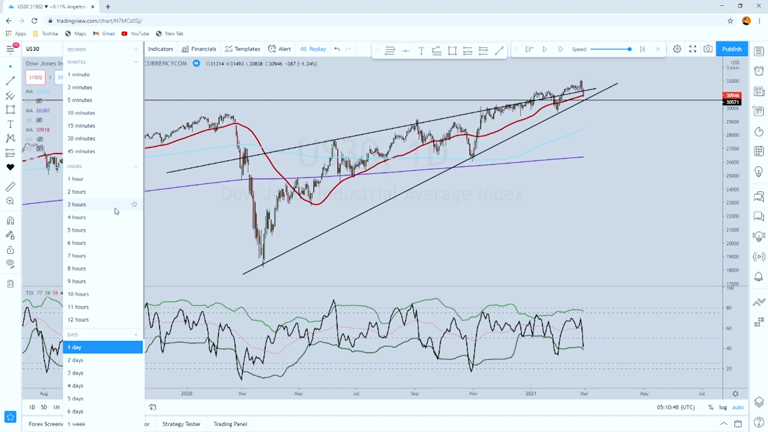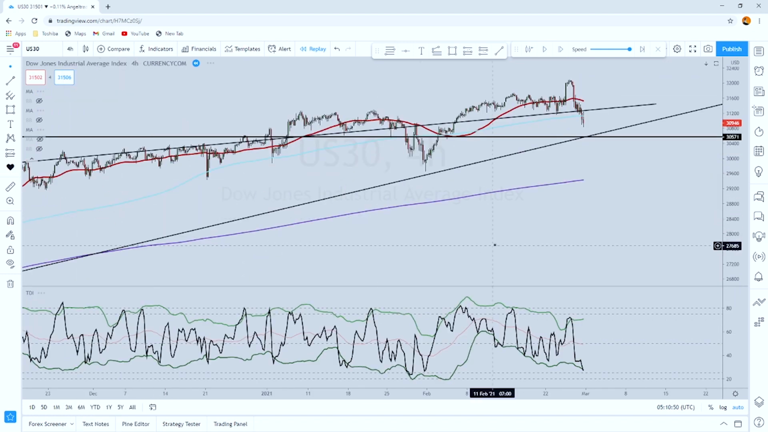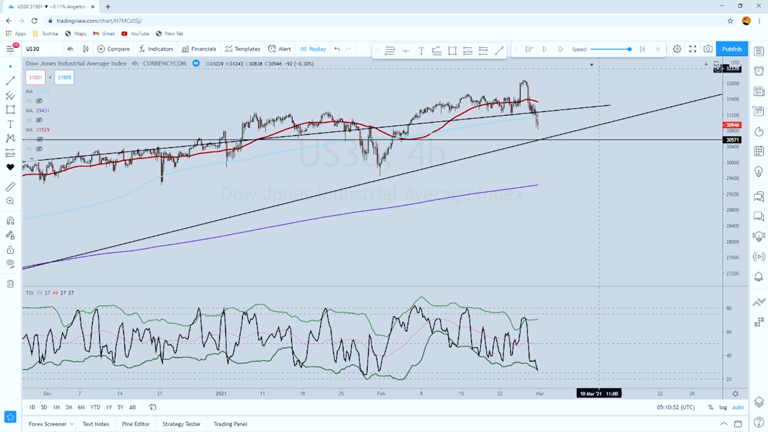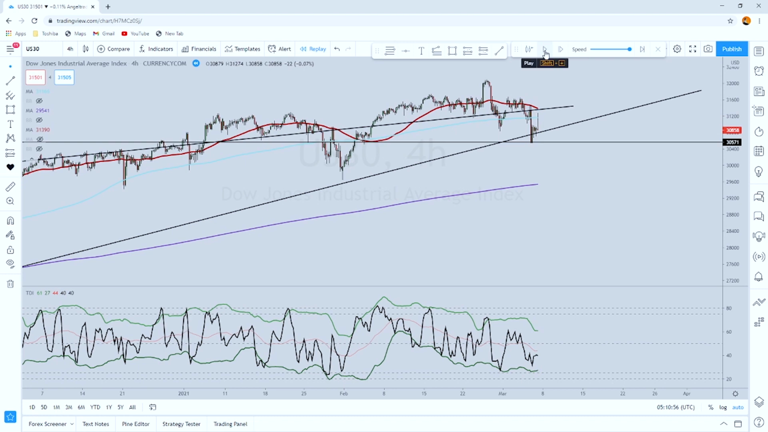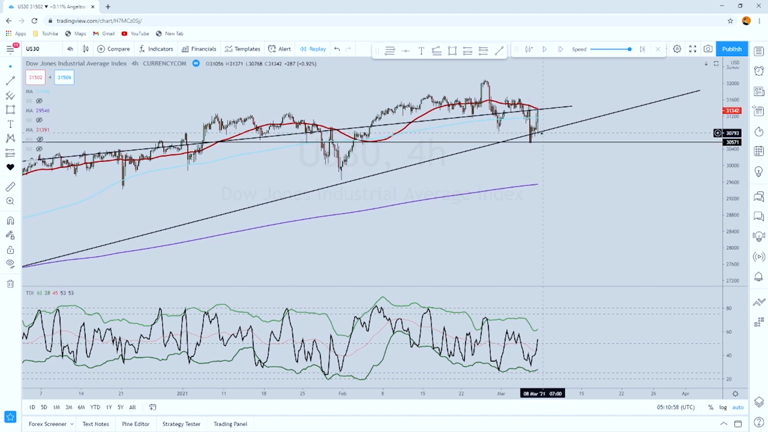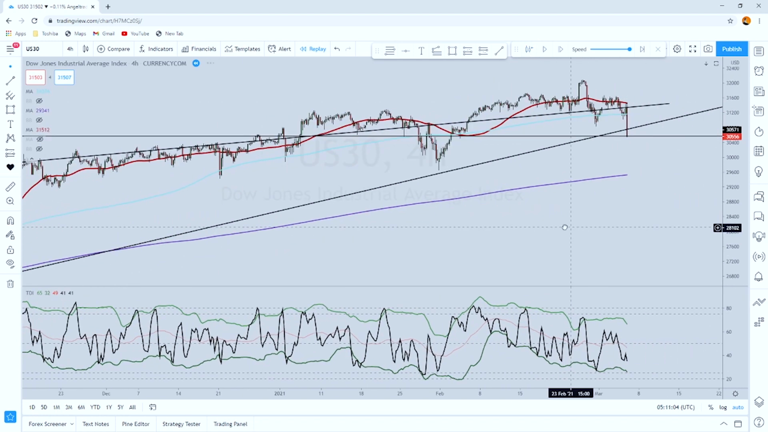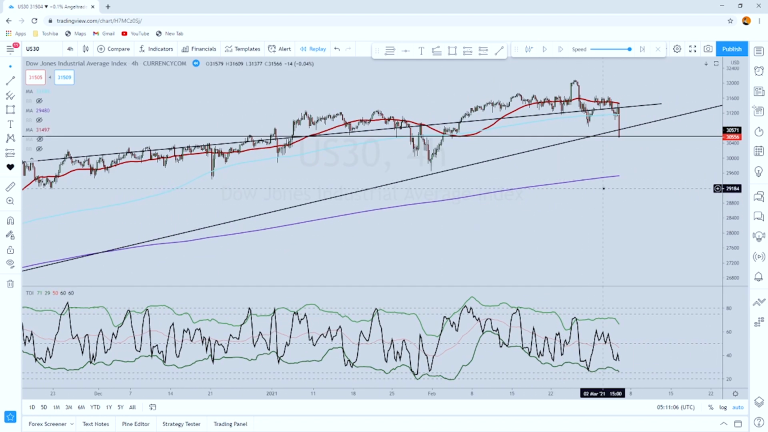Okay, so now let's go to the 4-hour time frame, and I'm not seeing anything, but I'm going to press play here. Okay, so the market finally came down to that level. Let me reverse this right in here. So the market came to this level, and we had a pretty nasty move down. Okay, so we had a bearish move in here.